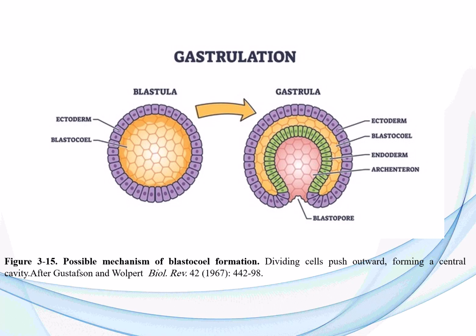So how does it happen? How does a solid ball of cells like the morula become hollow? What forces create that blastocoel? The sources mention the sea urchin. Yes, sea urchins are a classic model. Several mechanisms seem to be at play.